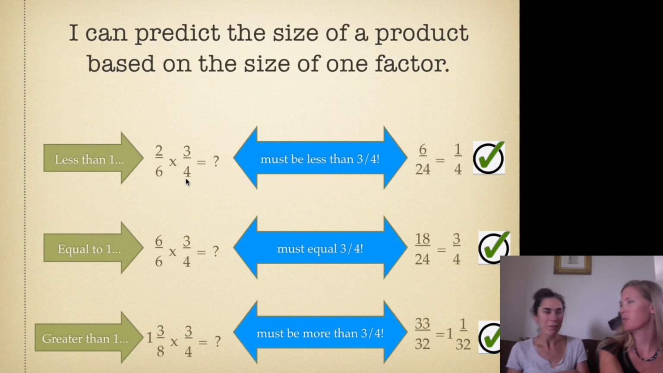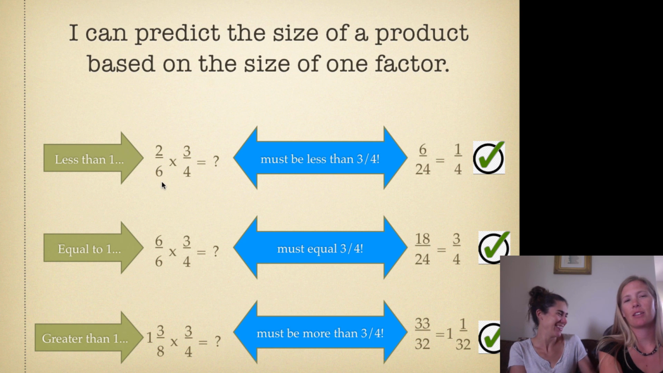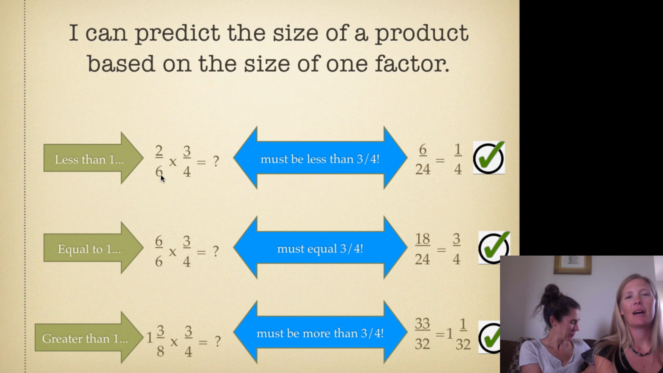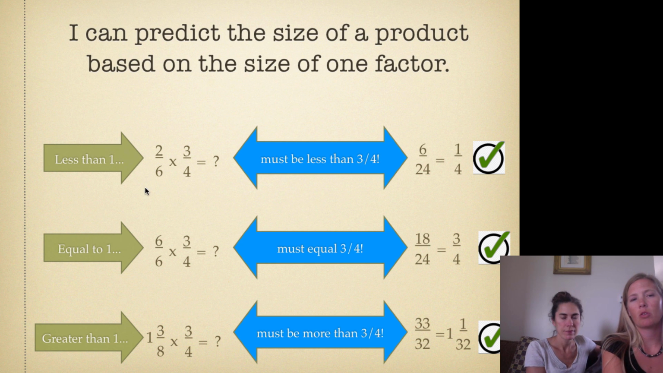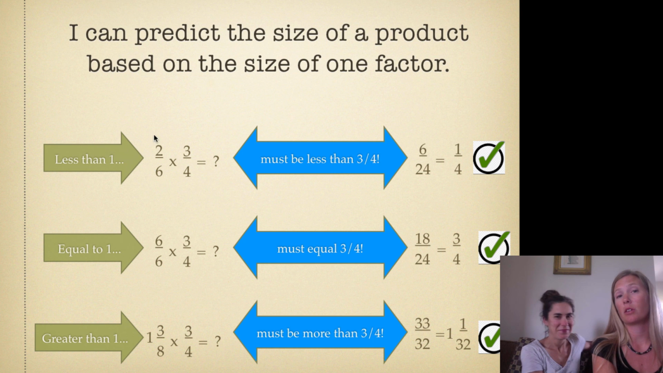If you're looking at these numbers, I know it sounds sort of confusing. But if we're comparing the answer to this factor here, based on the other factor, just knowing whether that factor is bigger than, smaller than, or equal to 1 will give you your estimate or your prediction.